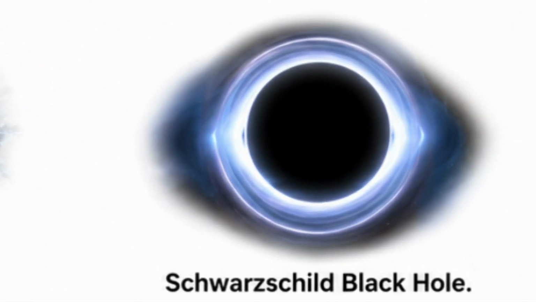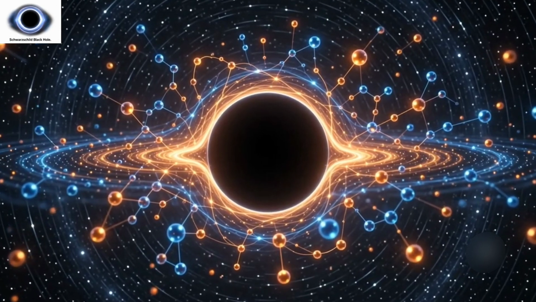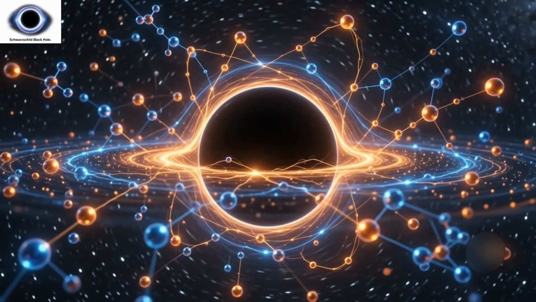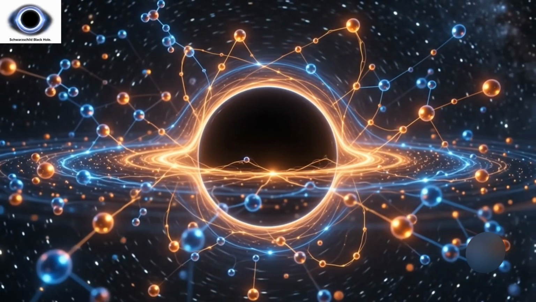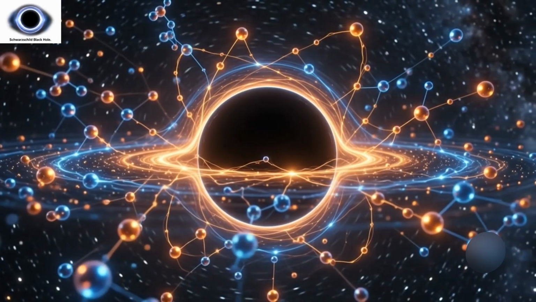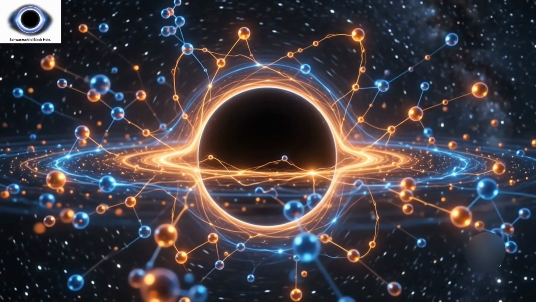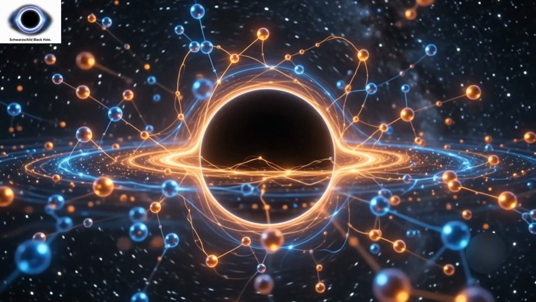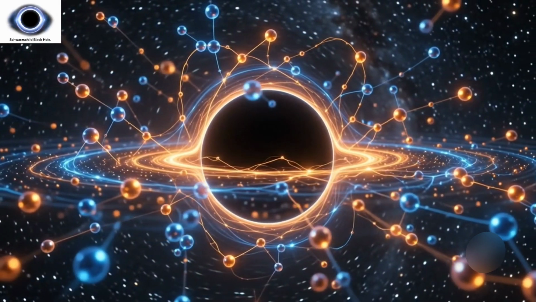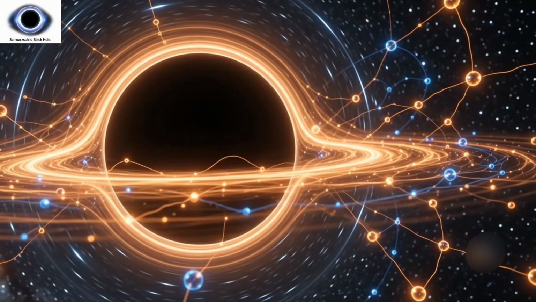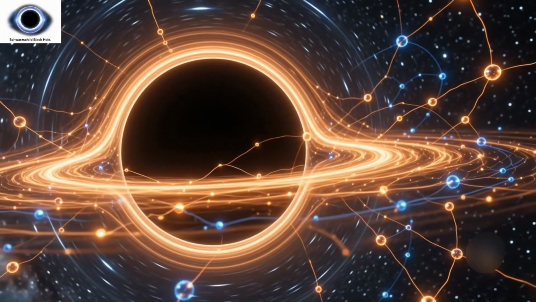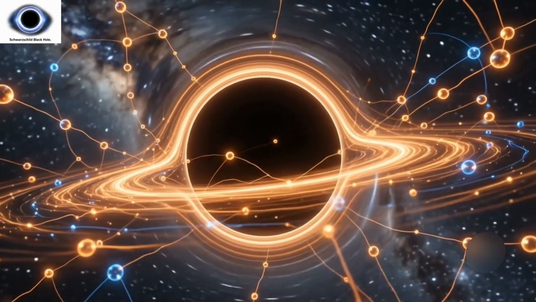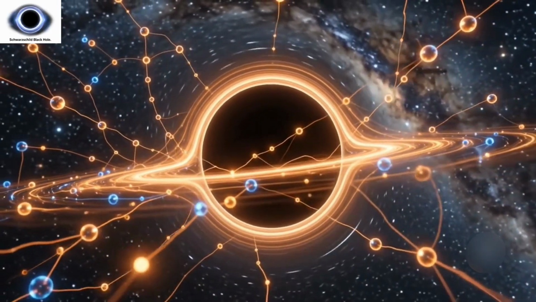Schwarzschild black hole. A Schwarzschild black hole is the simplest mathematical model of a black hole. It has mass but no electric charge and no rotation. Its shape is perfectly spherical, making it much easier to study than more realistic black holes. Although actual black holes almost always rotate, the Schwarzschild model remains one of the foundations of modern astrophysics because it provides the first exact solution to Einstein's equations describing a black hole.